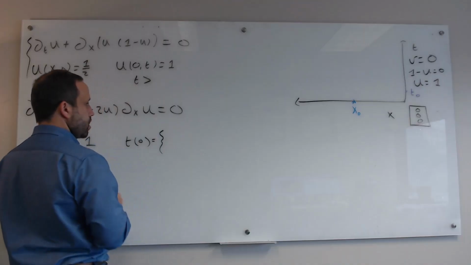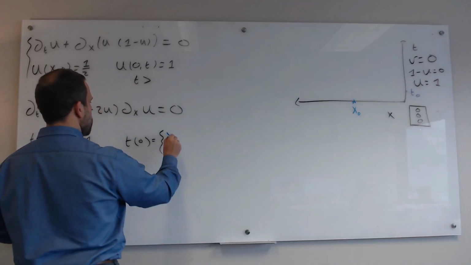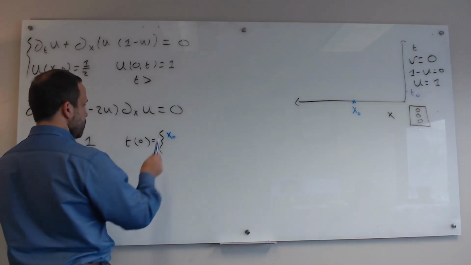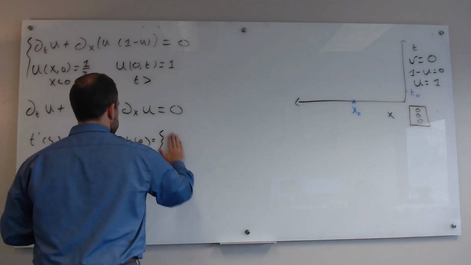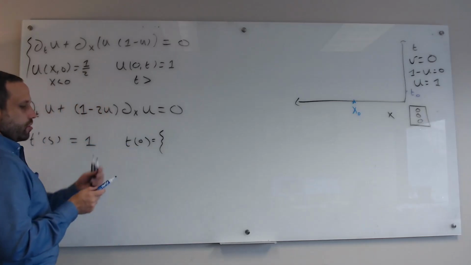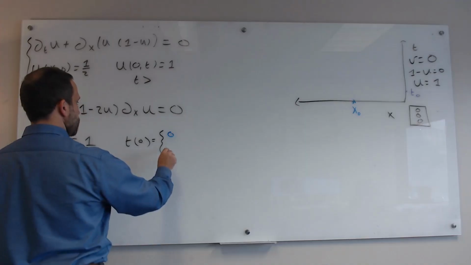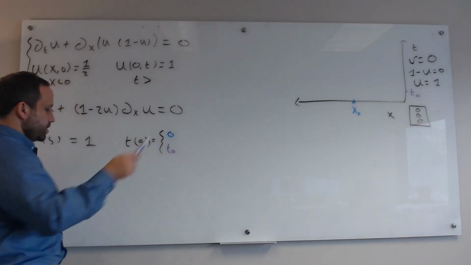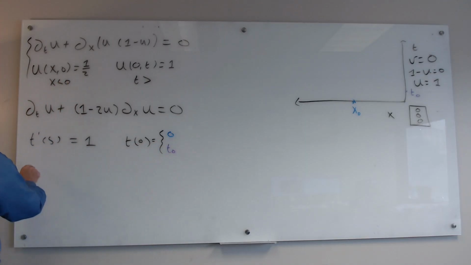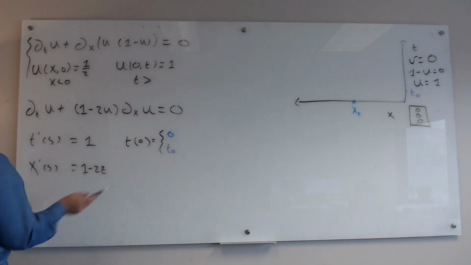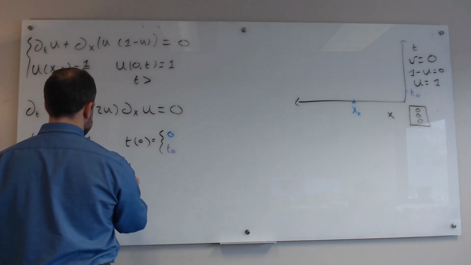If we start on the negative x-axis, t of 0 is going to be 0, and it's going to be equal to t naught if we start on the positive t-axis. X prime of s is going to be 1 minus 2z. This is just like we've set these problems up before.